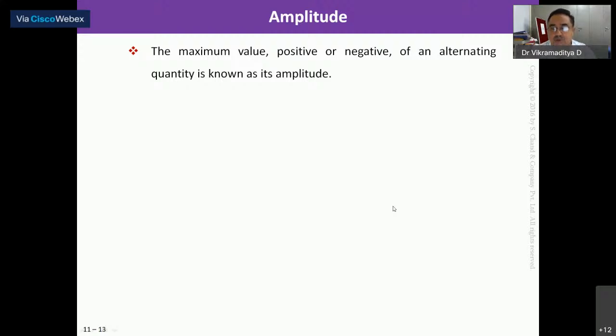Next, moving to another point: the amplitude. You all know these values, just for the sake of revision I'm repeating it. The maximum positive or negative value of an alternating quantity is called its amplitude.